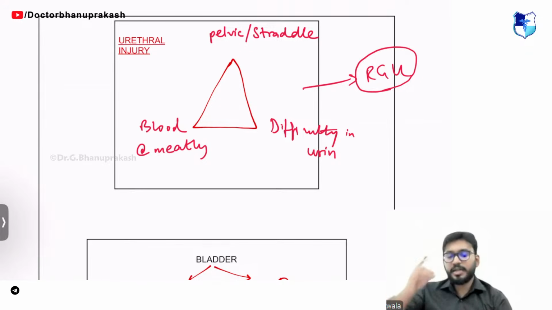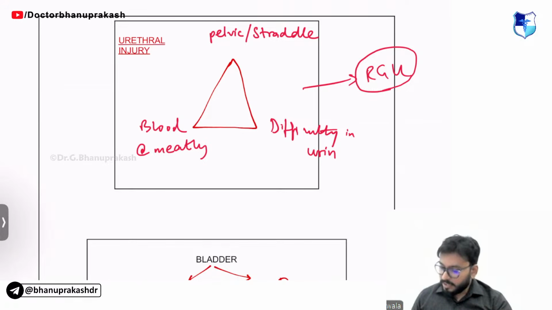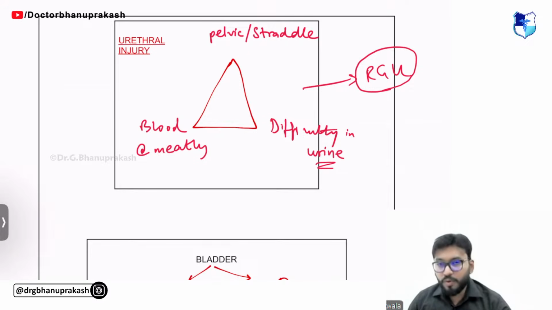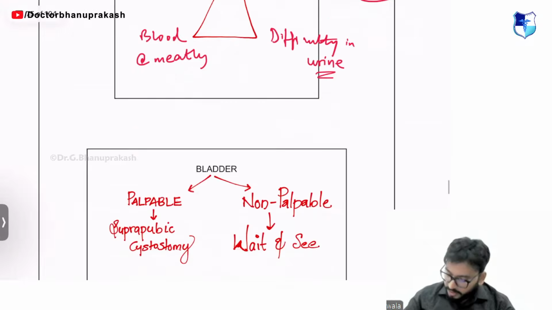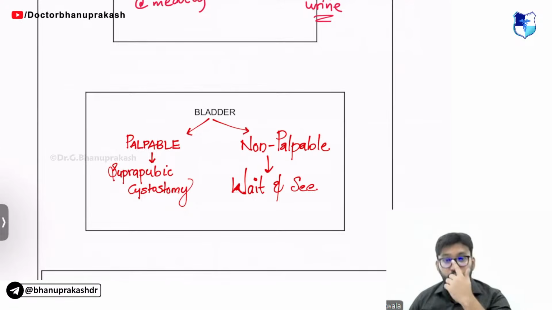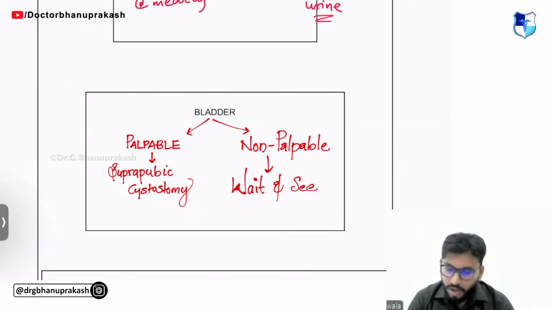But what if a patient is unable to pee? Like I said, there's difficulty in passing urine, so urine accumulates in the urinary bladder. So what do you do about that? If the bladder is palpable, you do a suprapubic cystostomy. If it is not palpable, you wait and watch.